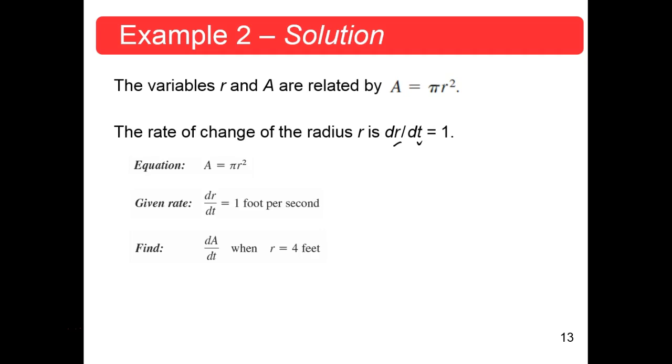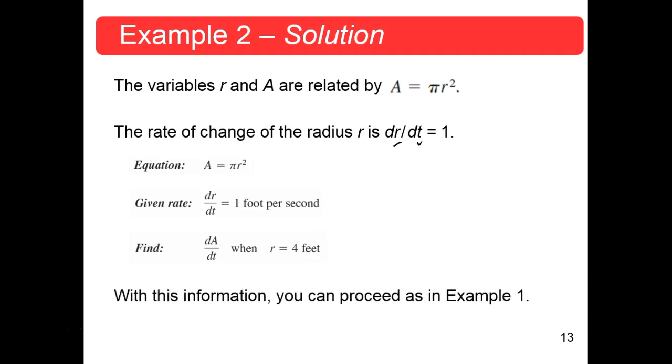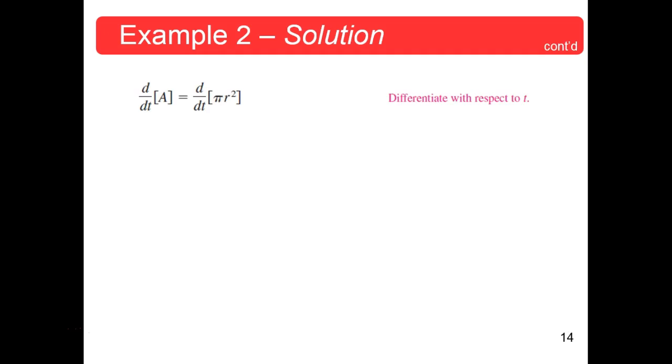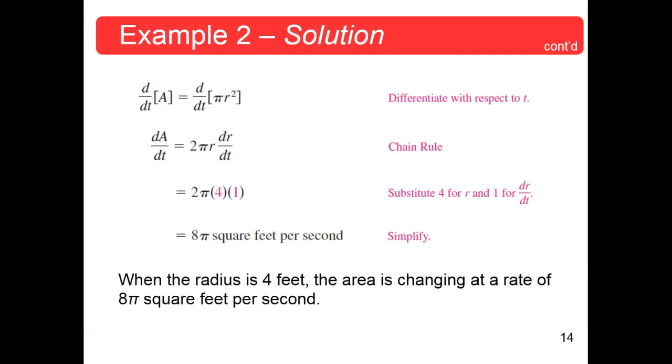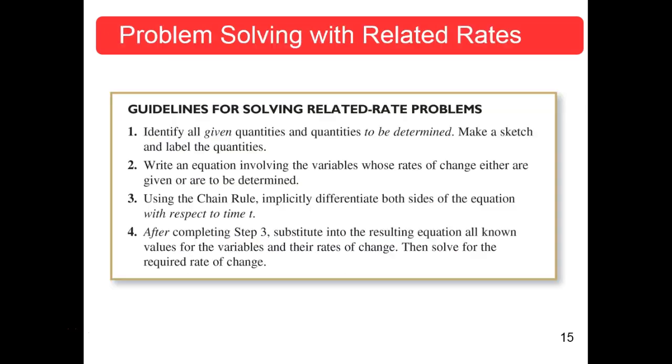Well, when you take the derivative by the chain rule of your equation there, dA/dt is equal to d/dt of pi r squared, and that would be dA/dt, which is what you're looking for, is equal to 2 times pi times r, which you're going to be looking at 4, times dr/dt, which is 1, but that's 4 feet times 1 foot per second. That would be 8 pi square feet per second. dA/dt, square feet per second works out perfectly. Make sense? When the radius is 4 feet, the area is changing at a rate of 8 pi square feet per second. And the radius is changing at a constant rate. This is changing at a much faster rate.